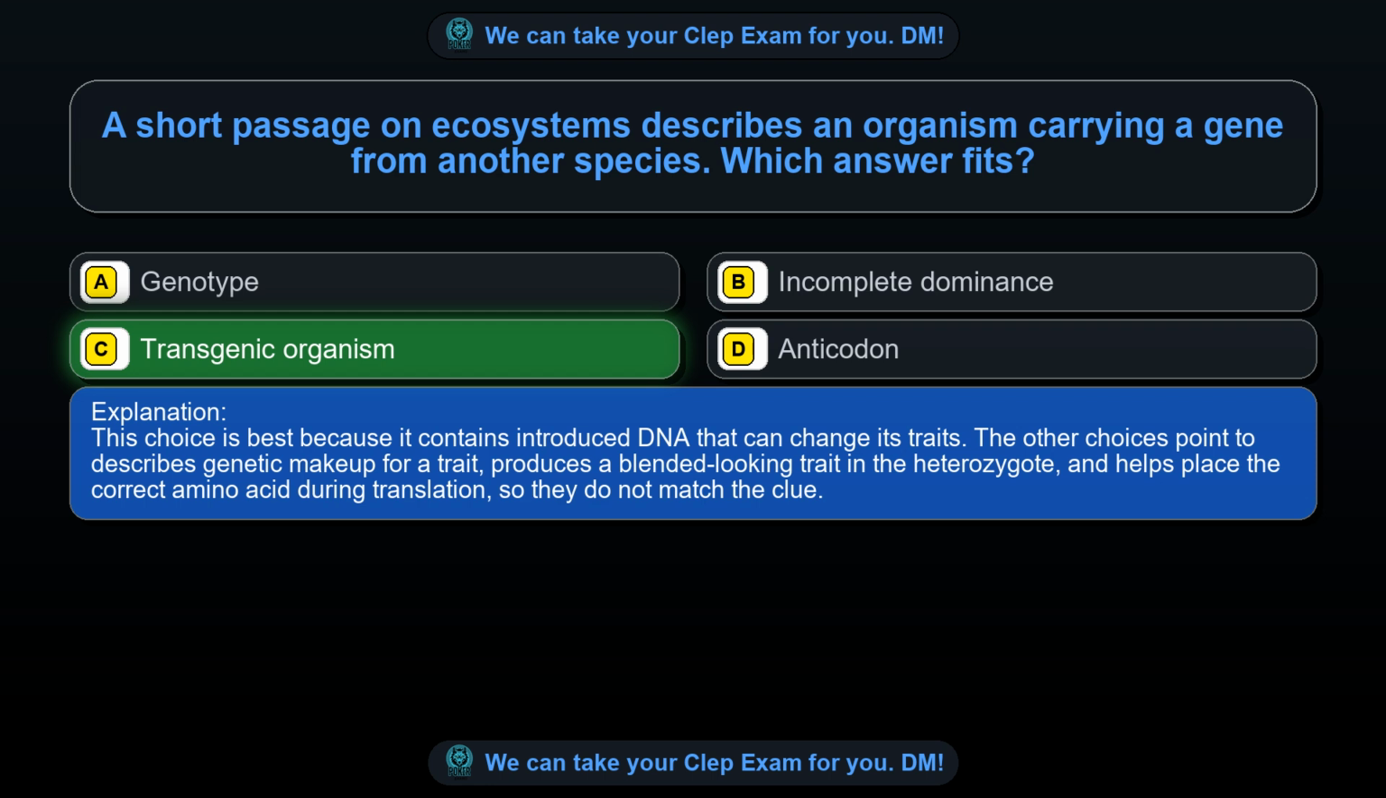The other choices point to describes genetic makeup for a trait, produces a blended-looking trait in the heterozygote, and helps place the correct amino acid during translation, so they do not match the clue.